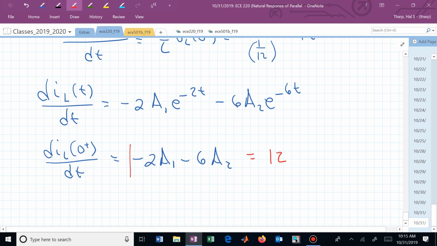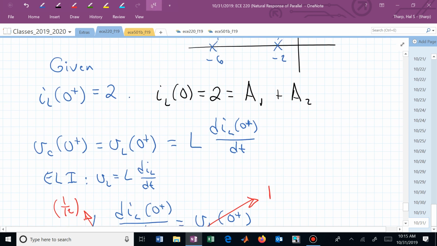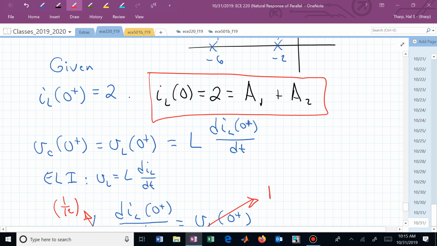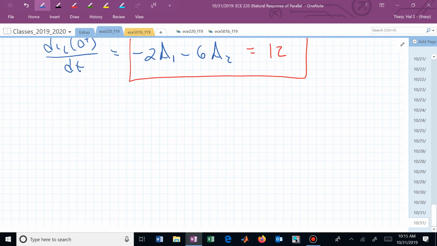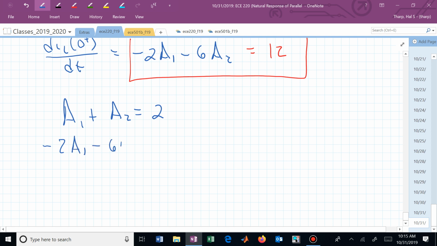Now we have this equation, and we have this equation. Two equations in the two unknowns, A1 and A2, we can solve those. We know that A1 plus A2 was equal to 2. And we know minus 2A1 minus 6A2 is equal to 12.